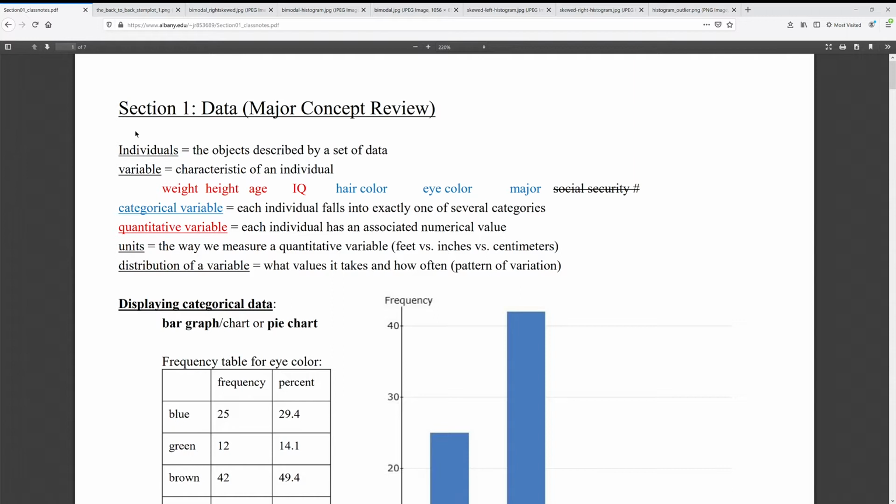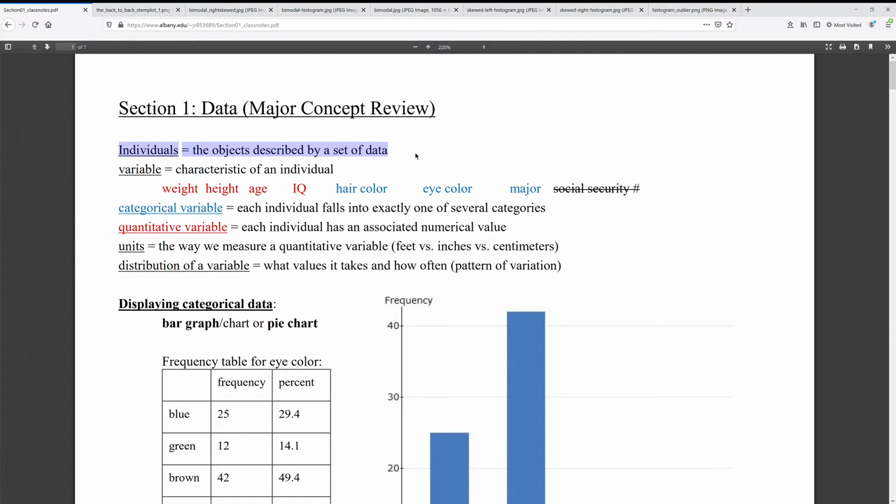When you're talking about data, you've got two concepts in play. One is the things you're interested in, and the other is what about them it is that is interesting. This is the concept of individuals and variables. So you could say that the individuals are the objects described by a set of data. All the people in the room, all the people in the city, all the trees in the forest, all the clouds in the sky, whatever it is you're talking about.